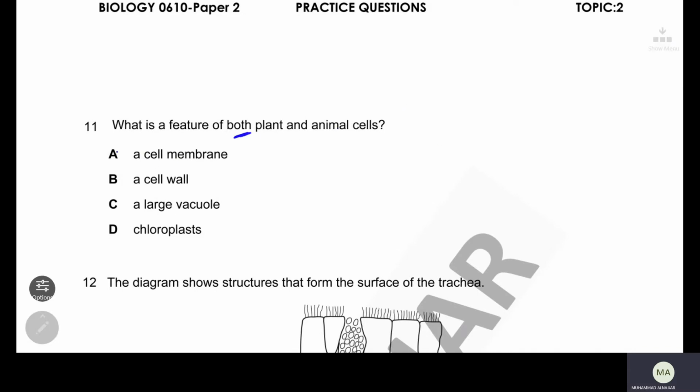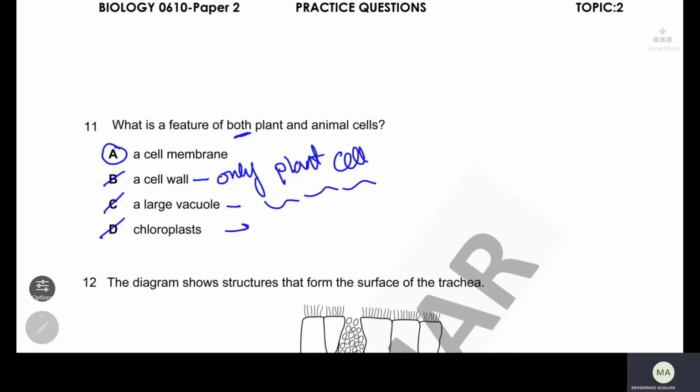Cell membrane, yeah, it is found in both, but let's double check. Cell wall, no. Why? Because it is only found in plant cells. Large vacuole, only plant cells, so exclude it. Chloroplast, only plant cells, so we will exclude it. So now we find the answer and we know why we chose it.